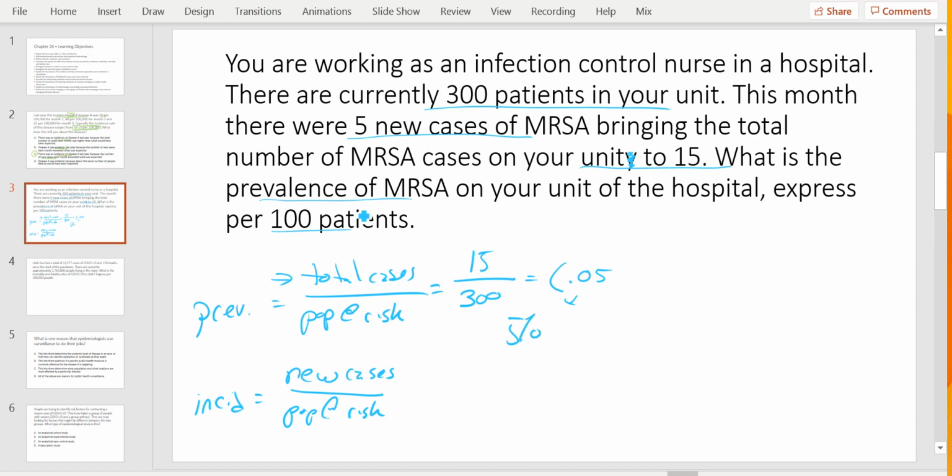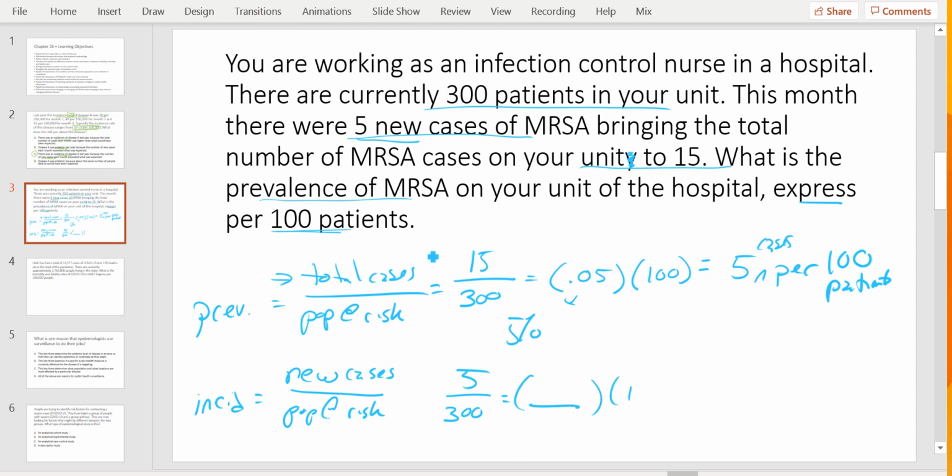But again, people can't really picture that, so instead we're going to express it per 100 patients. So we would take our prevalence rate, multiply it by 100, and that's going to give us 5 per 100 patients. Okay. So there's 5 cases, 5 people who have this disease, who have MRSA, for every 100 patients on your unit right now. You would do the same exact math for incidence, only incidence would be new cases, so it would have been 5 divided by 300. That would have given us a number, and again, we would have multiplied it by the per number of patients we wanted to express our value for.